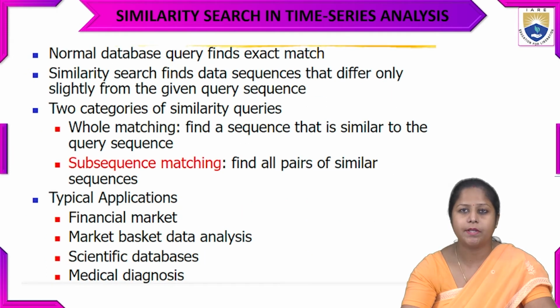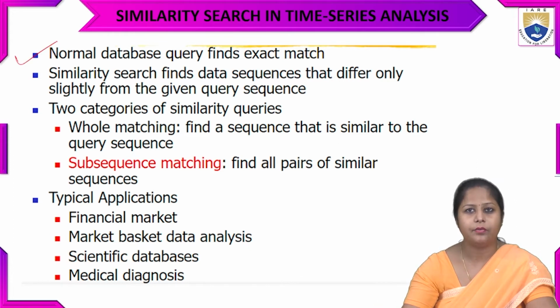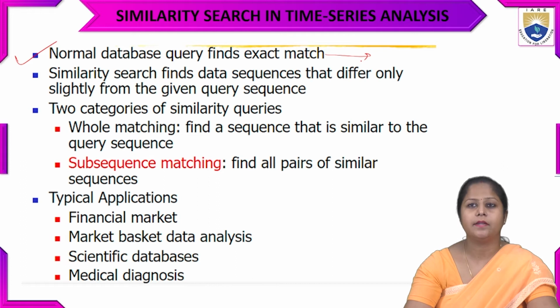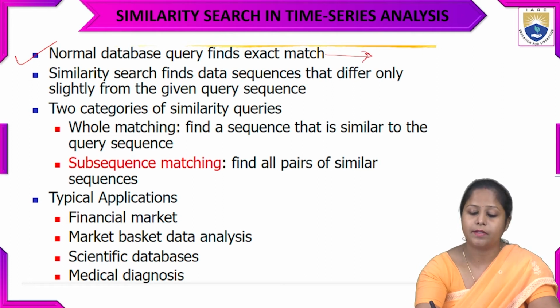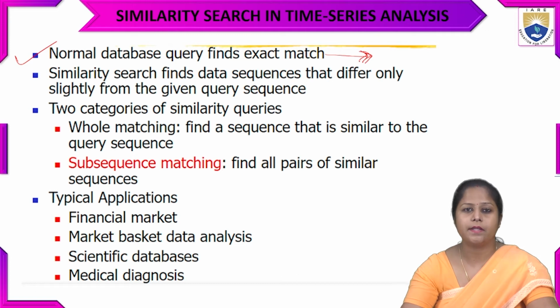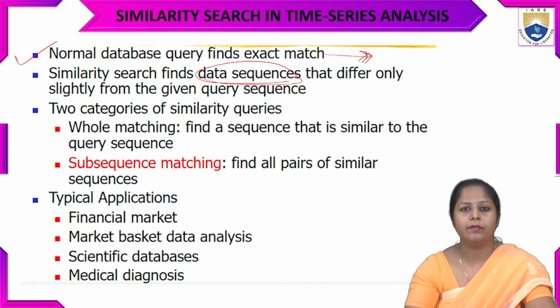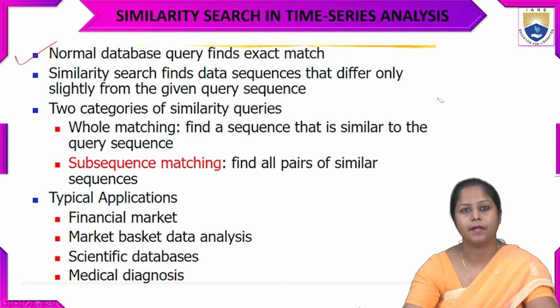Similarity search in time series analysis. A normal database query finds an exact match, right? But if we are searching for similarity in a time series, the normal database query always finds the exact match. In similarity search, we find the data sequences that differ only slightly from the given query sequence.